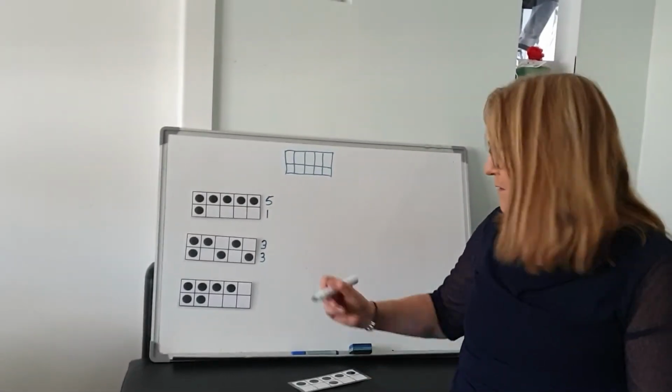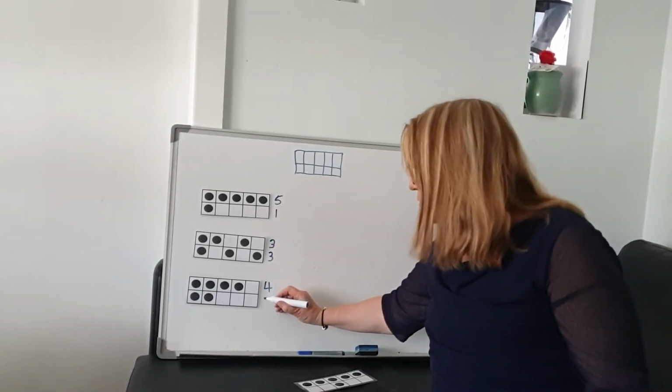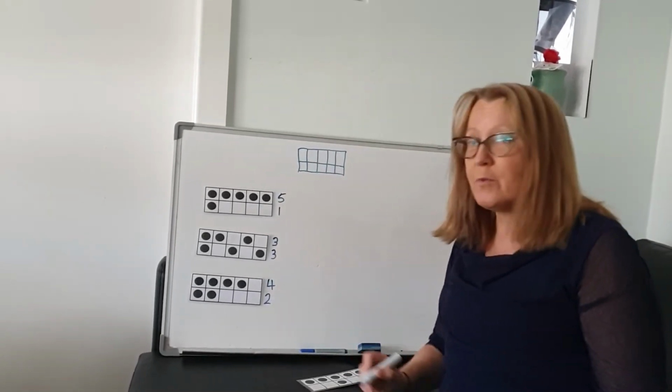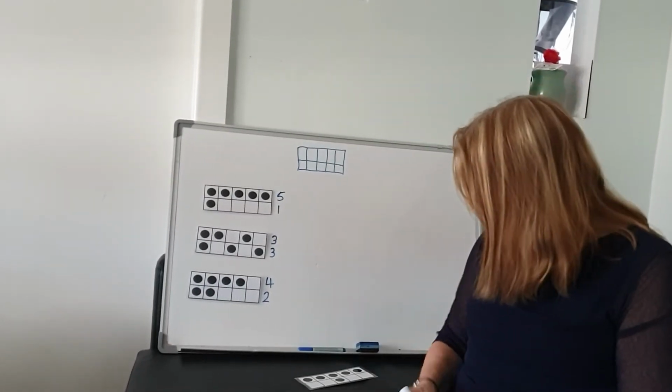Maybe you saw 6 on the 10 frame like this. 4 in the top row and 2 in the bottom row. And it's 4 and 2 more make 6.